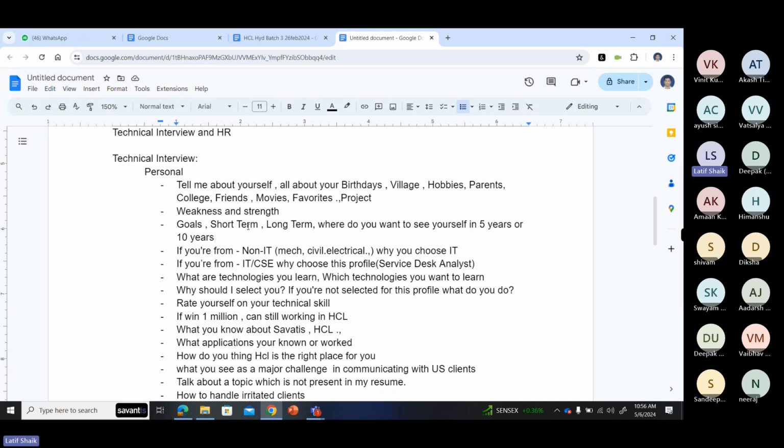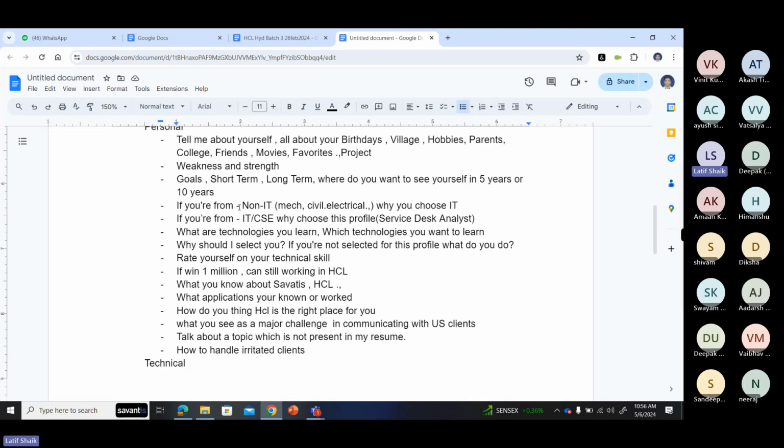Goals: short-term goals, long-term goals. Where do you want to see yourself in 5 years, 10 years? There is no specific answer for it, so just simply tell. But there is a twist here. If you tell your long-term or short-term goal, like where you want to see yourself in 5 years, you said some answer.